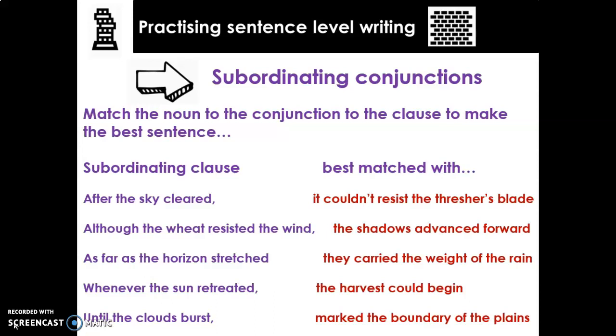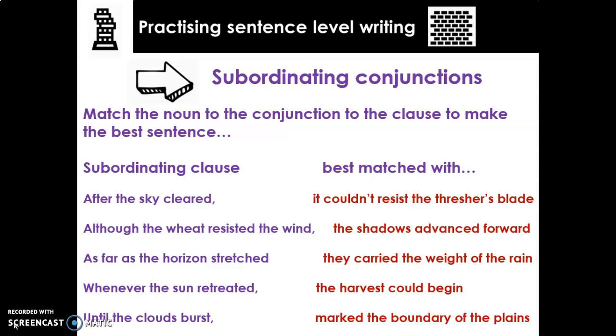So after the sky cleared, although the wheat resisted the wind, as far as the horizon stretched, whenever the sun retreated, until the clouds burst. Now, your job is to match the noun in the subordinate clause on this side to the conjunction to the clause to make the best sentence. So in other words, you've got to match our subordinating clause and decide which of the red clauses it's best matched with. Now, this is really important because sometimes when we use subordinating clauses, it is relational. It has to make a relationship to the next idea that you're using in the sentence.